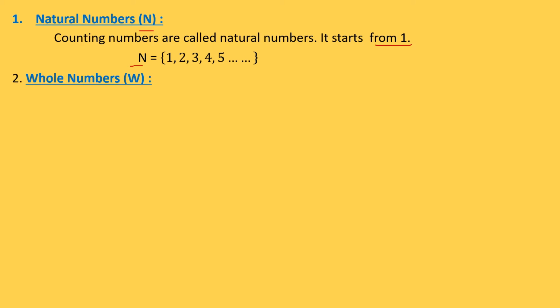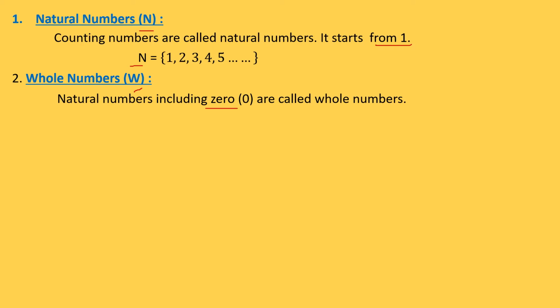Now next is whole numbers. Whole numbers are denoted by W. Now what are whole numbers? The natural numbers including 0 are called whole numbers. Now what are natural numbers? This we have discussed. Natural numbers start from 1 and include all the positive numbers. See, this is natural numbers from 1 to infinity. This is a collection of natural numbers. In this, if I add 0 also, it will become whole numbers. So whole numbers are nothing but a collection of natural numbers and 0.